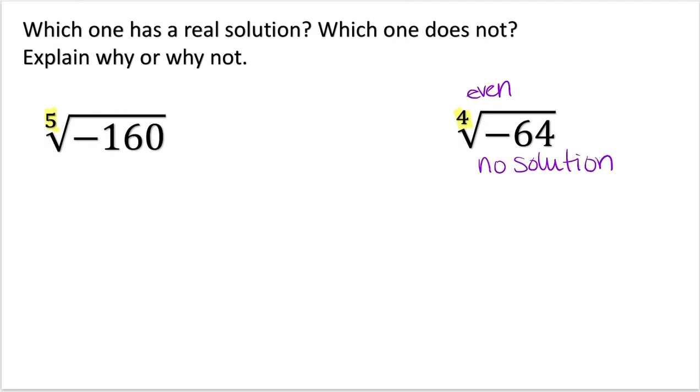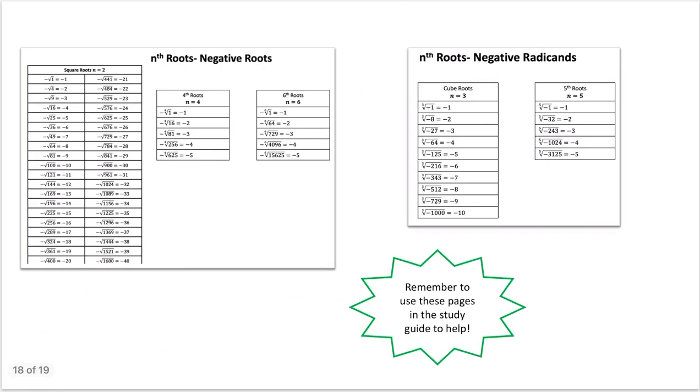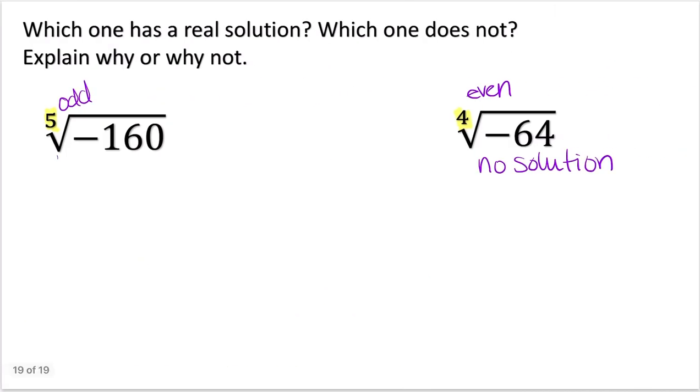The 5th root, we can actually simplify, right? Because 5 is odd, we can even use that chart to help us out. You can see the 5th root of negative 160. If I go to this chart right here where n equals 5, you can see the 5th root of negative 32 is equal to negative 2. I can even rewrite this 5th root of negative 160 as the 5th root of negative 32 times the 5th root of 5. The 5th root of negative 32 is equal to negative 2, so this now becomes negative 2 times the 5th root of 5. So you can see it's possible for me even to simplify this root.